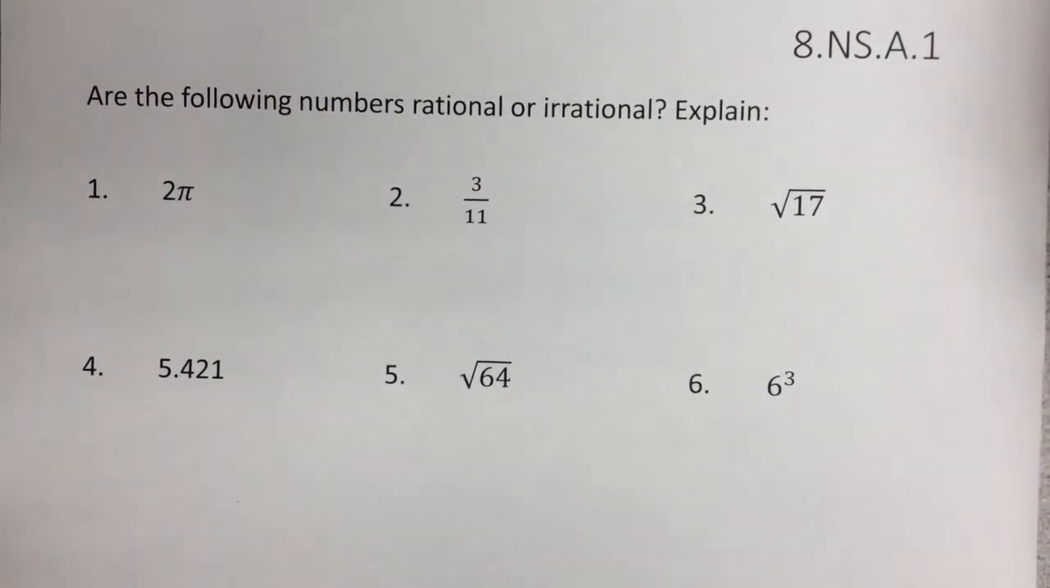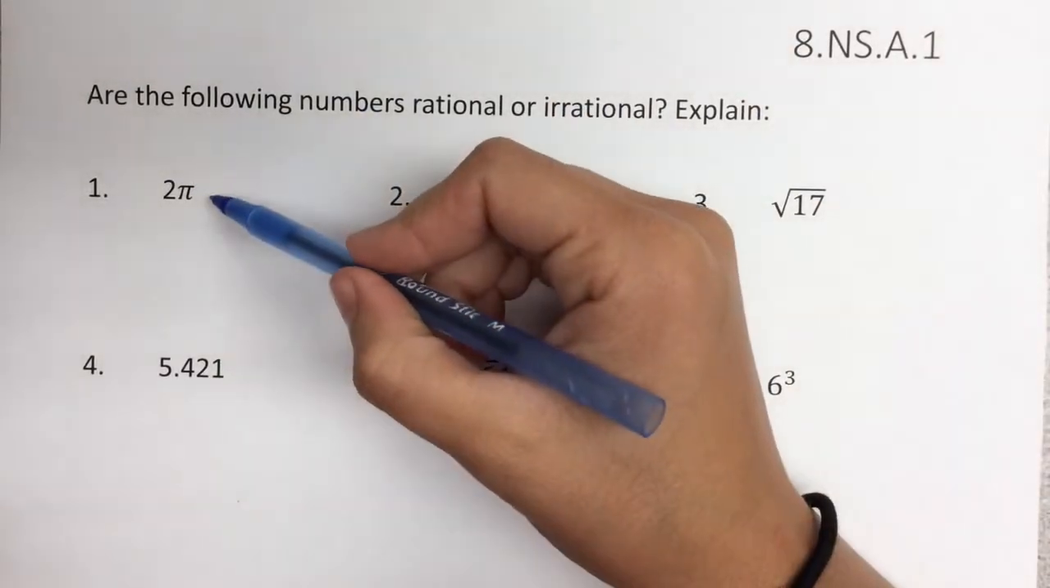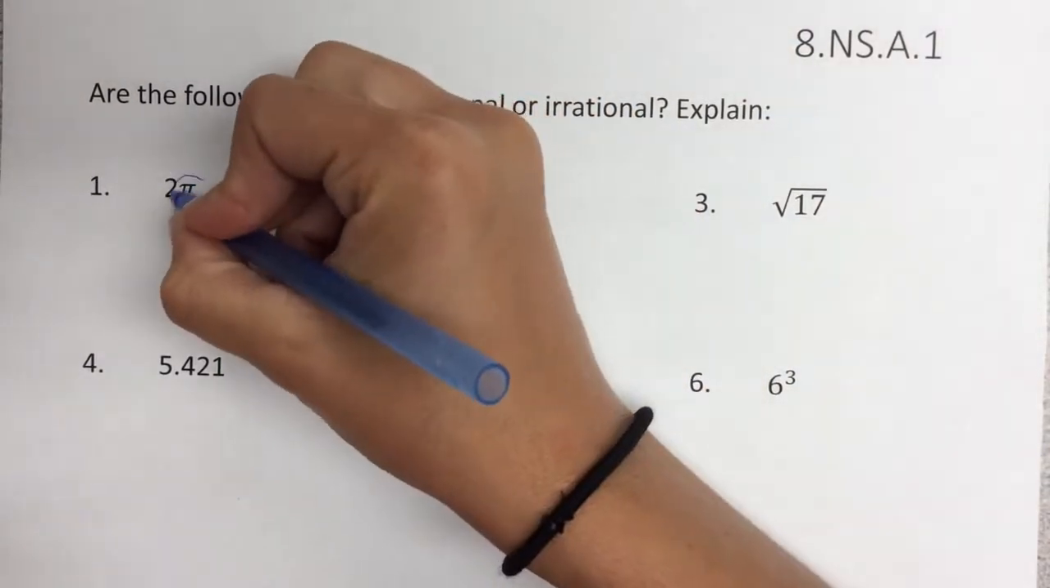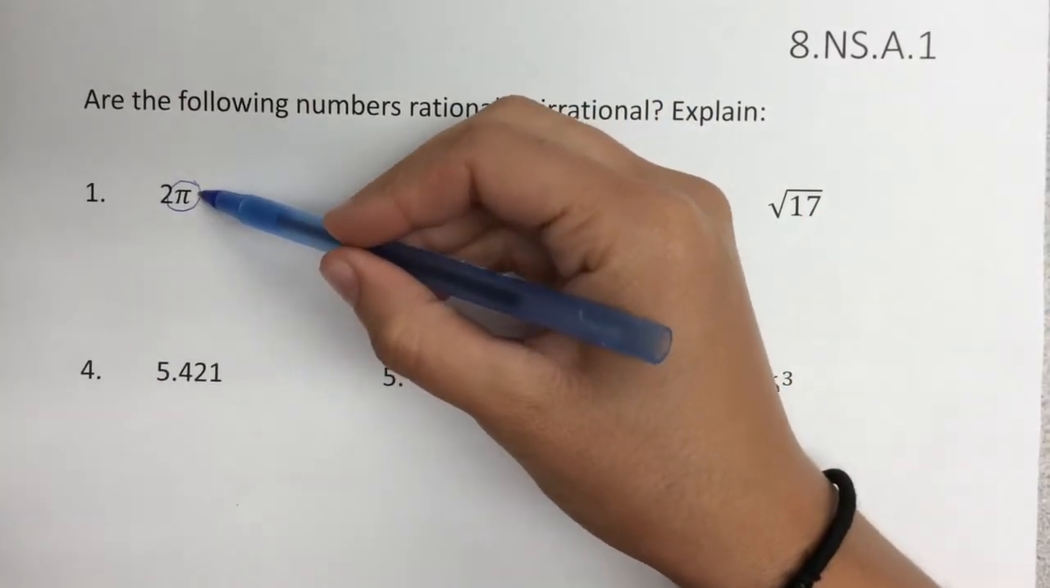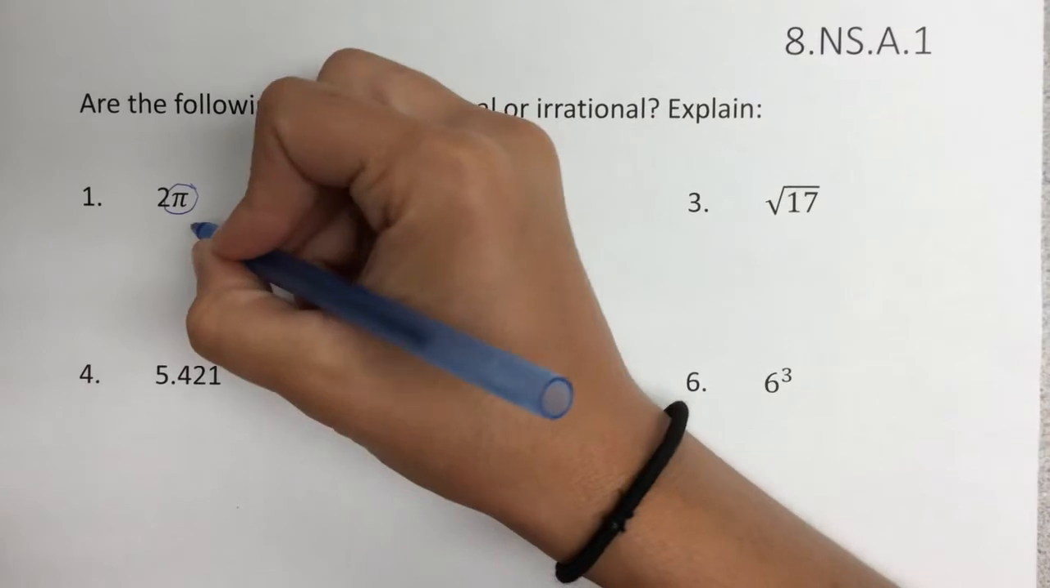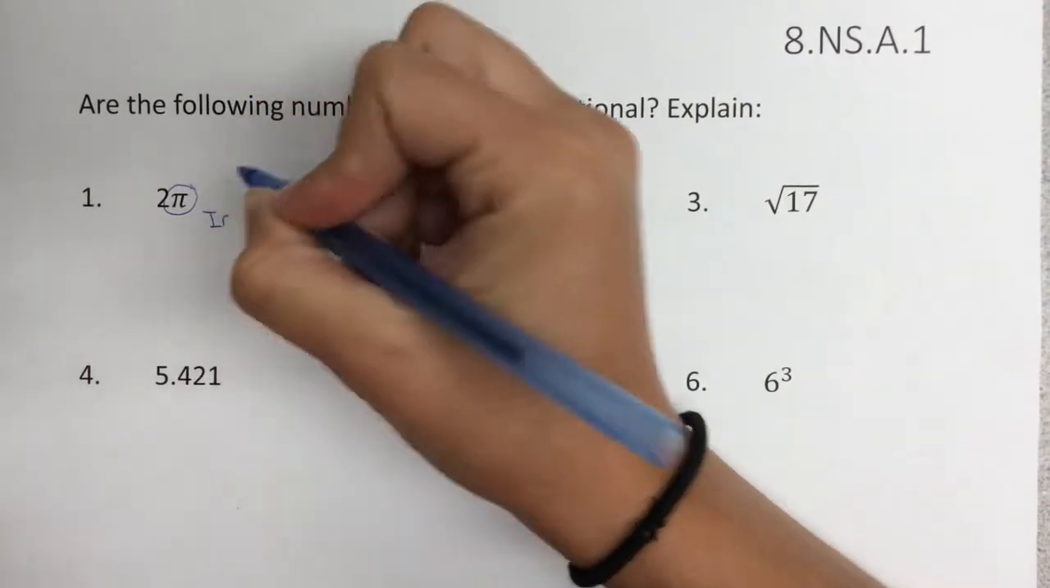We are going to go over some examples of determining if numbers are rational or irrational. Our first example is 2 pi. This number has the number pi in it, which is probably one of the most famous irrational numbers. Since that pi is in your number, this whole number is going to be irrational.